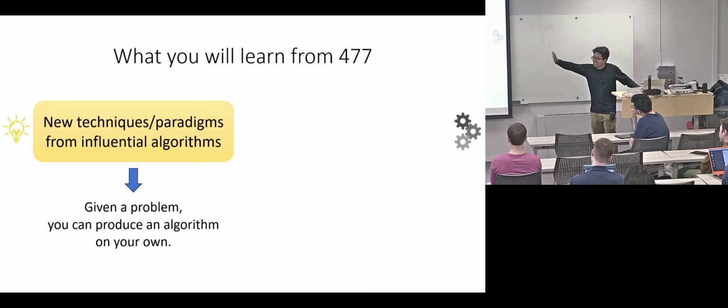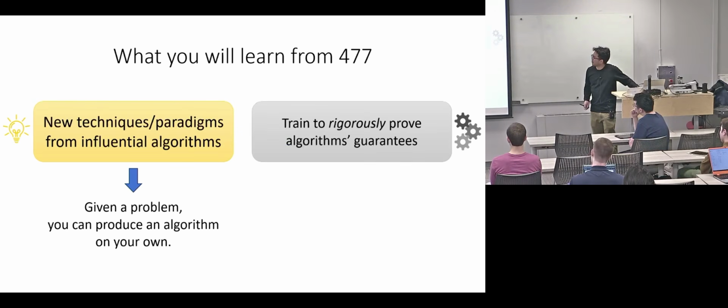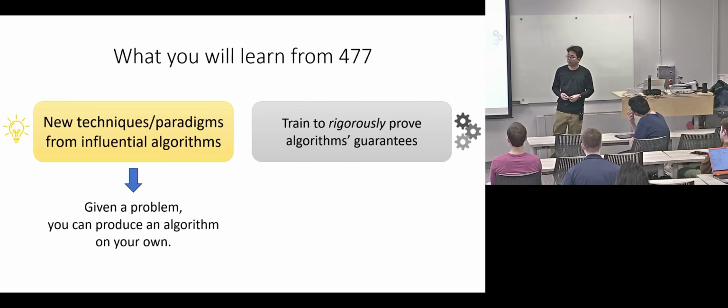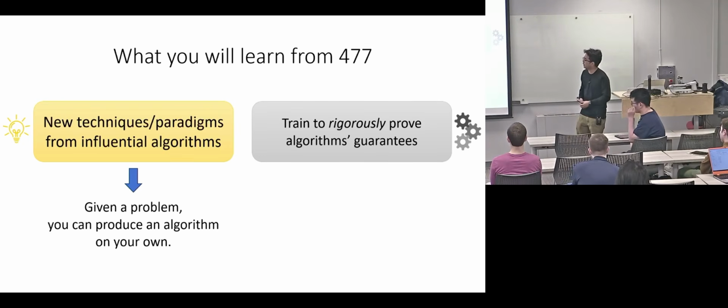So there will be many new paradigms, for example 376, that you learn in this class. Another thing that you will do in this class is to train to rigorously prove that an algorithm is correct, or that it is fast, or takes small space, and so on.